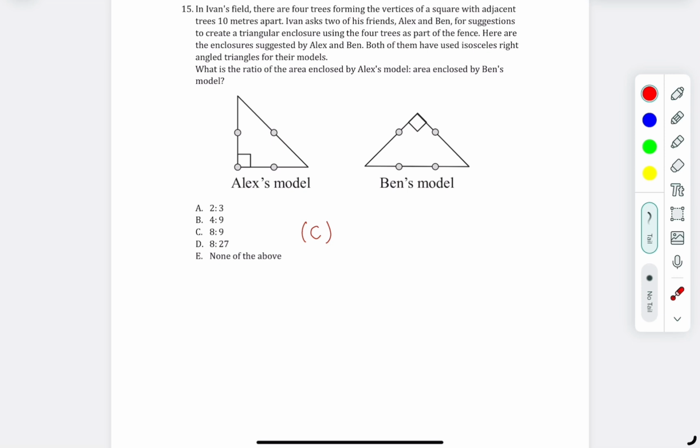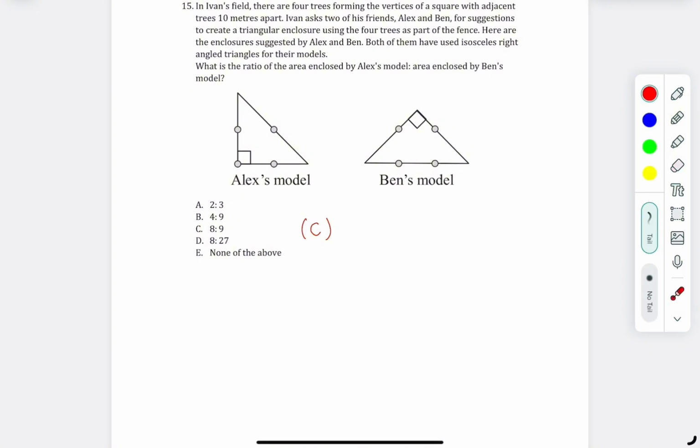Okay, since there are 4 trees, we will use these 4 as a base of our ratio. So in Alex's model, you can easily see that we connect this. Yes, we can connect this as well. So I will have 4 different equal parts. 4 equal parts, that means if this area is 2, total area is 4.